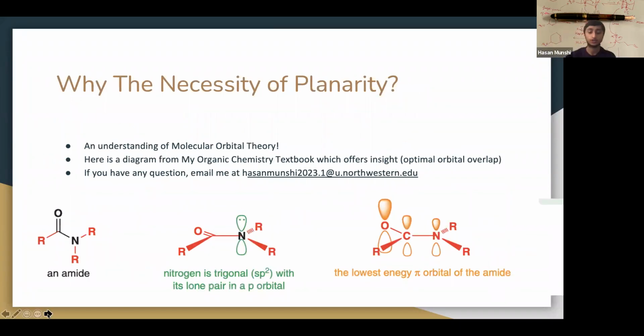And so this is a better drawing you see here, right? So why is this so? What's the necessity of planarity? It's due to this idea of orbital overlap and conjugation with respect to orbitals. So like pi bonds, but there's also pi star, molecular orbital theory. And if you have questions, it might be in your textbook. I think it most likely will be in your AP chemistry textbook.